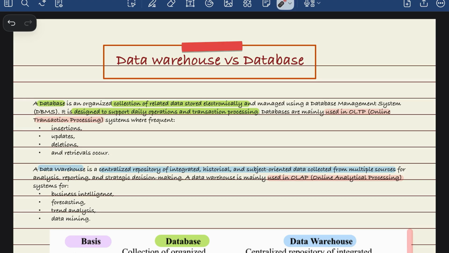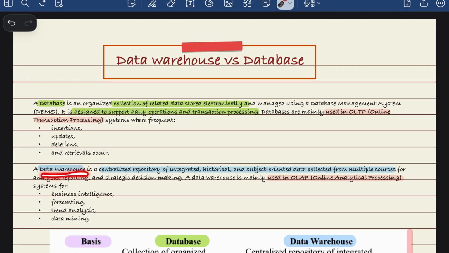Like I gave you the example of a grocery store, what is happening at the billing counter, where there is processing happening, where there is scan, pay and receipt. What is that data on? It is on a database. Alright, because there is insertion of data, there are updates, there is deletion and retrieval. When these operations are occurring, it is obviously a database. And a database is mainly used in OLTP, that is online transaction processing systems.